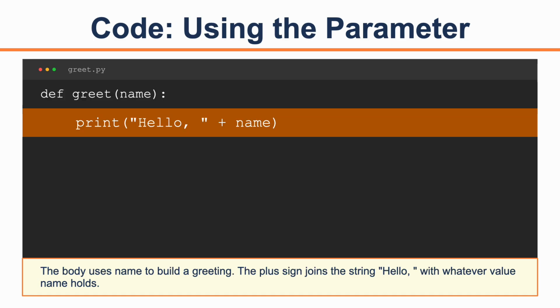The body now uses the name parameter. The print function joins the string hello with the value stored in name. Whatever is passed as the argument will appear in the output. The plus sign is used here to combine 2 strings together.